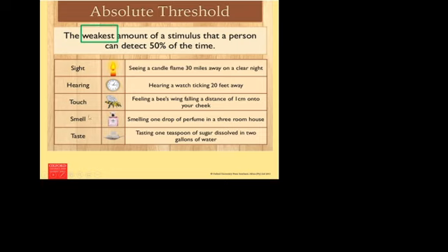And taste also: for example, we put 1 teaspoon of sugar and try to dissolve it in 2 gallons of water. We still could detect a little bit of sweetness in the water. If more than that, we cannot detect. That's because of the smallest amount of stimuli that exists that we could detect.